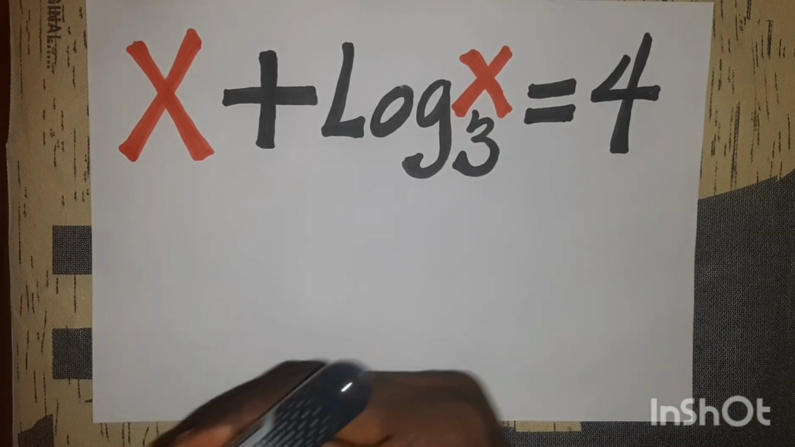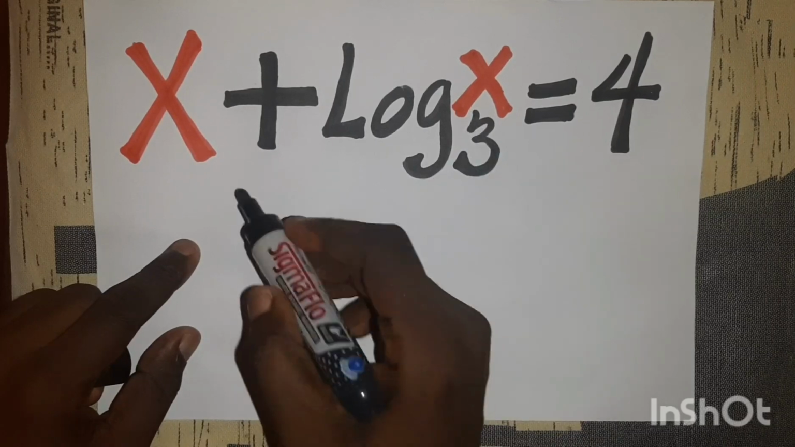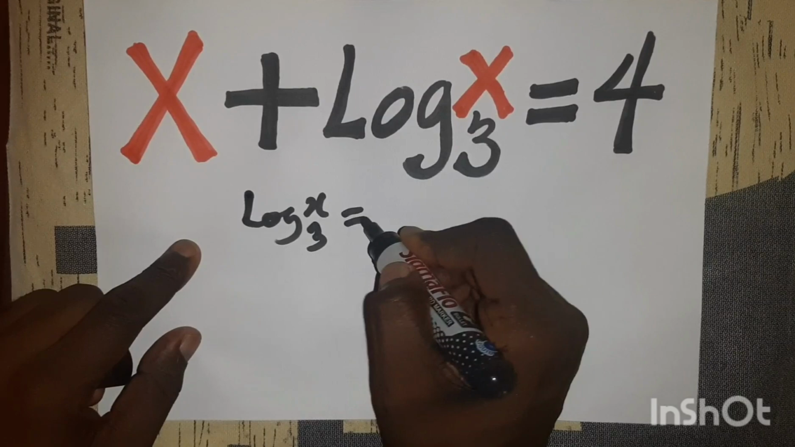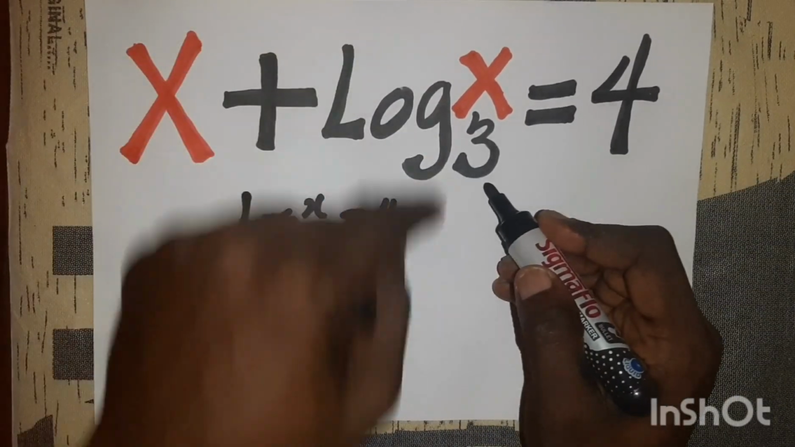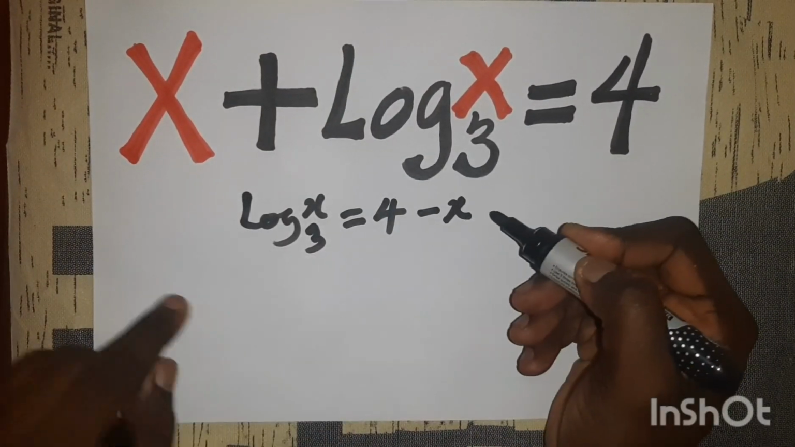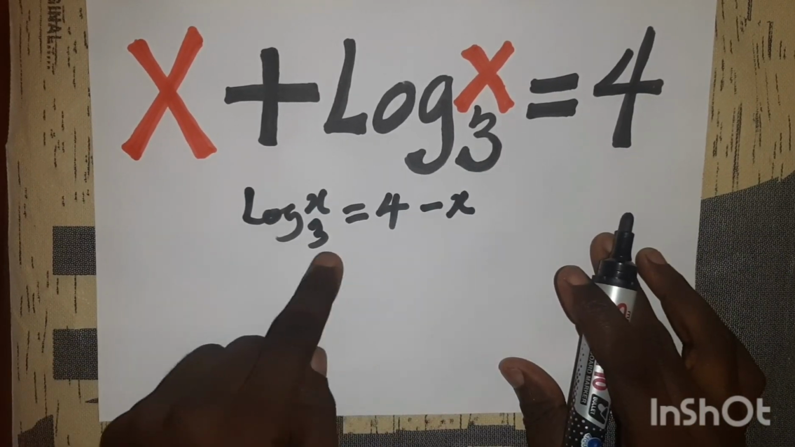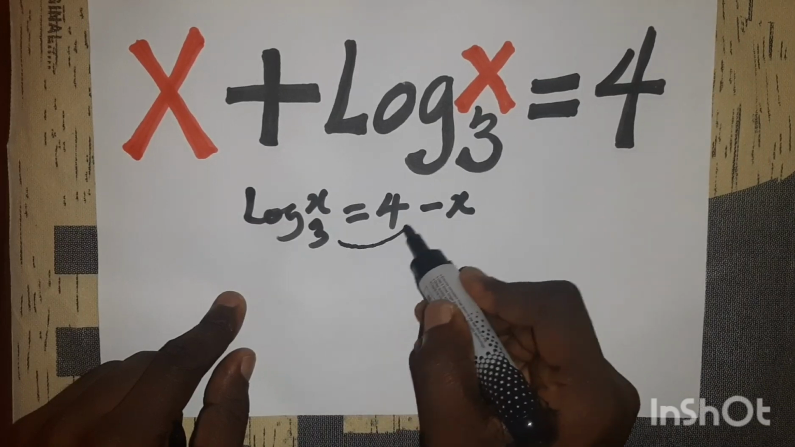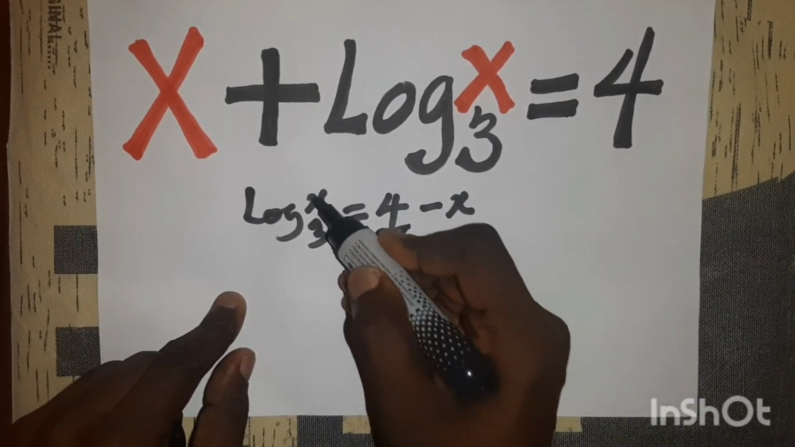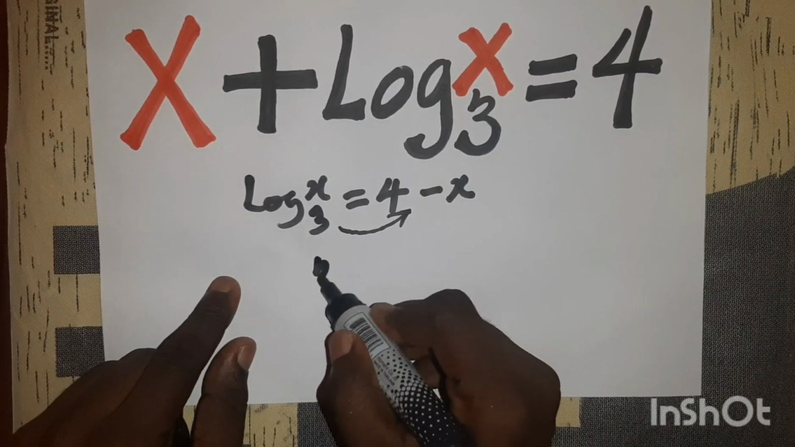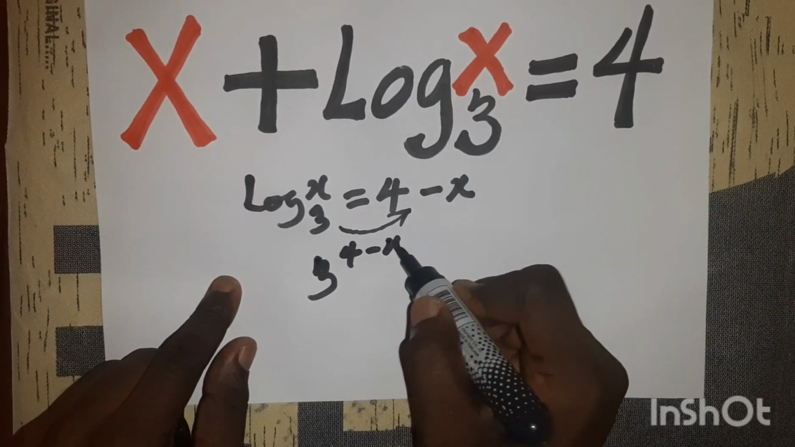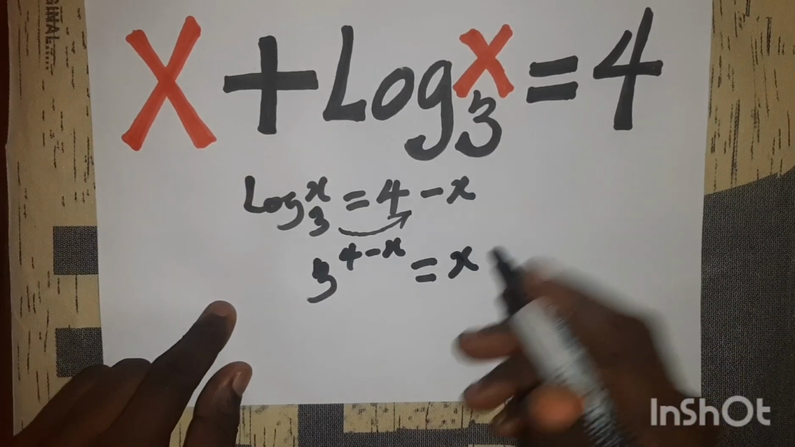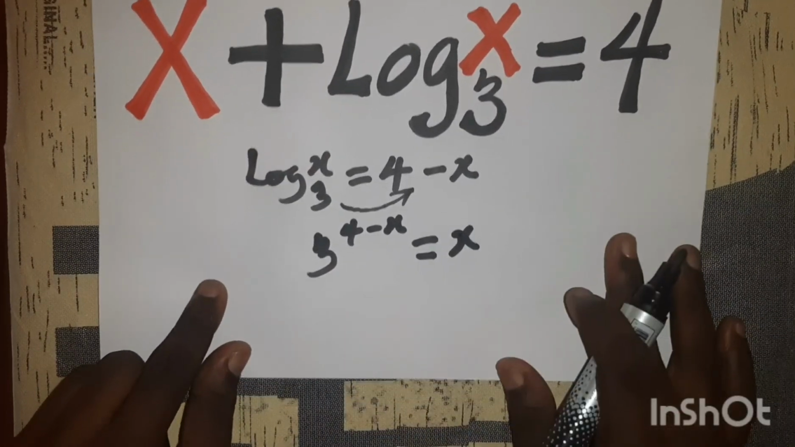So here, I'm going to have log x base 3 equals 4, then a plus x becomes minus x. And then I'm going to reverse this into its initial form. So we know that 3 raised to power 4 minus x must give me x. So I'll just write it out well. 3 raised to power 4 minus x must be equal to this x here. So it is now an initial equation.